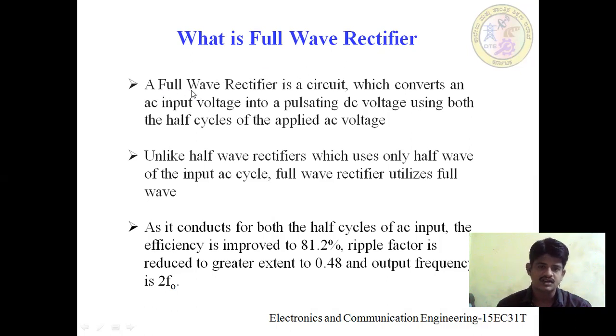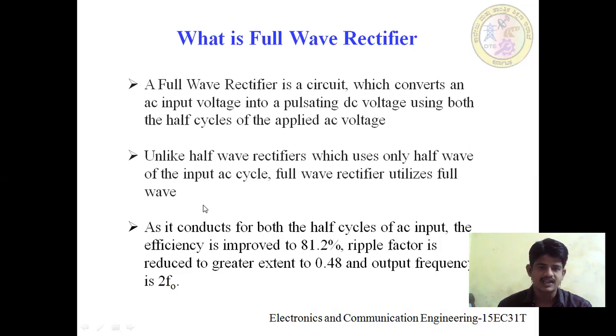First, it says that a full wave rectifier is a circuit which converts an AC input voltage into pulsating DC voltage using both half cycles of the applied AC voltage. We know that a rectifier converts an AC input voltage into pulsating DC voltage; that is the statement of rectifier we already discussed. In this, it uses both the positive half cycle and the negative half cycle of the input signal. Next, unlike half wave rectifiers, which use only half of the input AC cycle, a full wave rectifier utilizes the full wave.